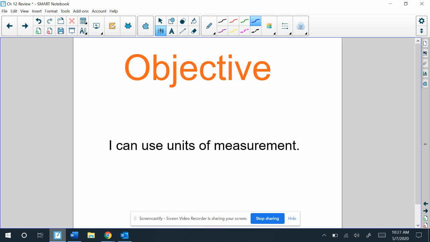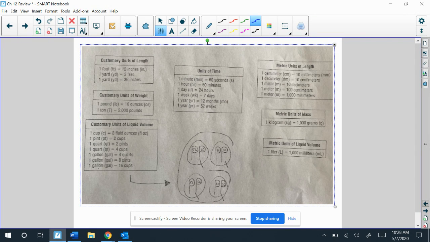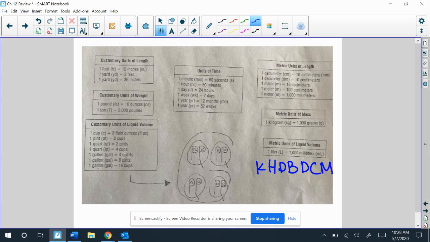Hello, today is the second day of our review for Chapter 12, so we are going to use units of measurement. Here is everything that we need to know. We have length, weight, volume, units of time, and then the metric system. Please remember our metric system. We are going to use King Henry died by drinking chocolate milk. All right, let's get started.